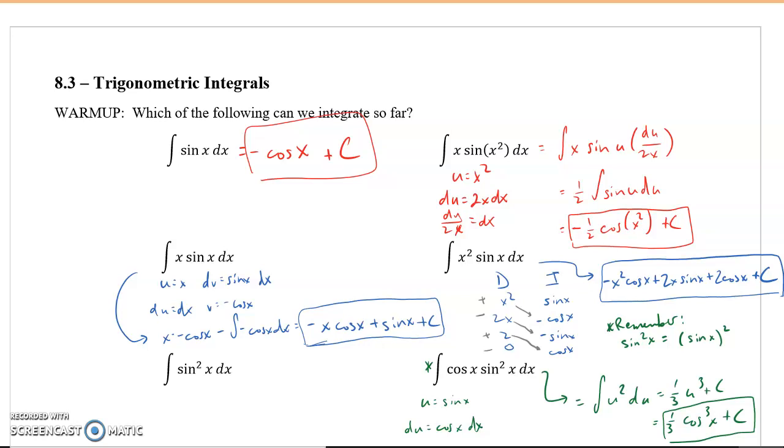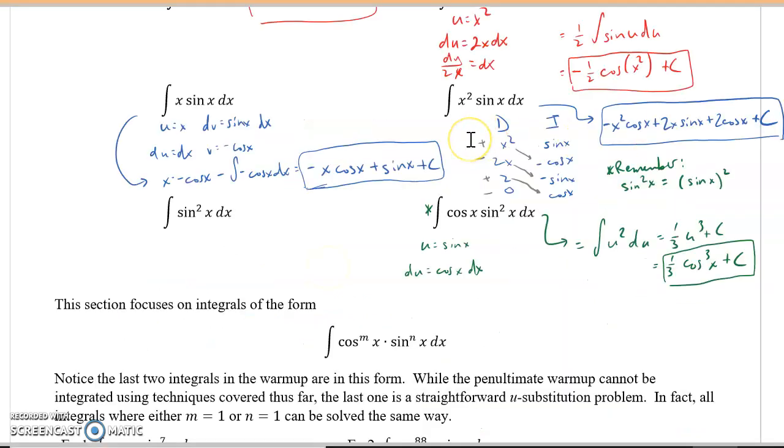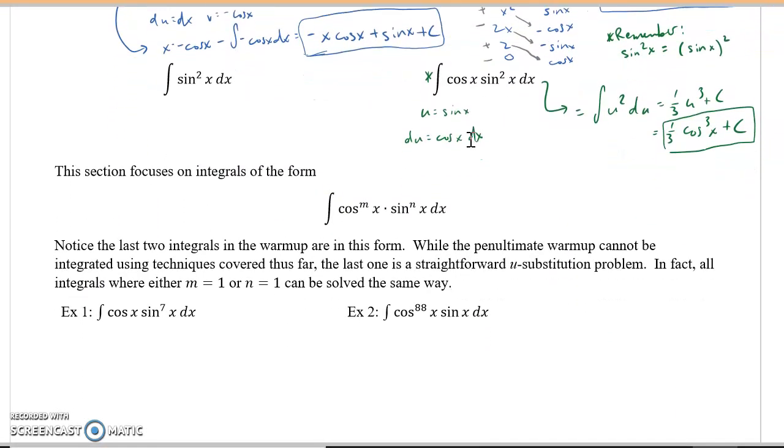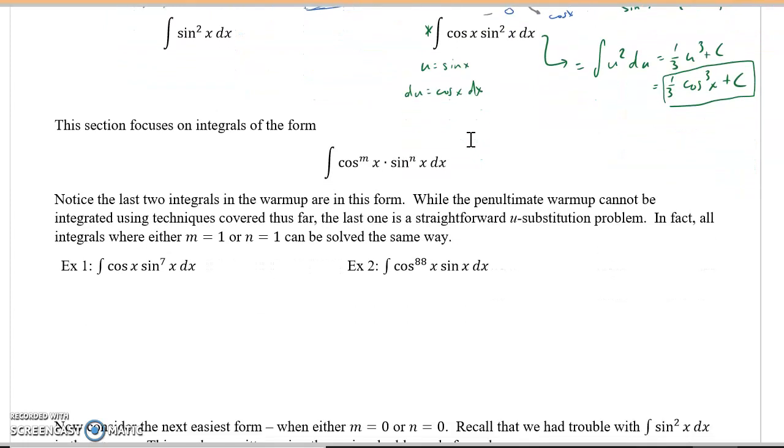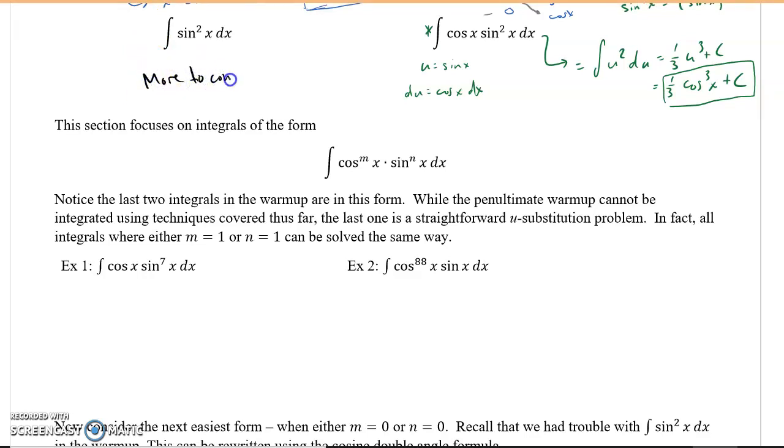So the only one we don't know how to do is this one, which looks benign enough, but we actually can't do this one until we learn a trig identity. Okay, so let's go back in time to pre-calculus, and well, actually, let's not learn that trig identity yet. I forgot. More to come. Stay tuned.